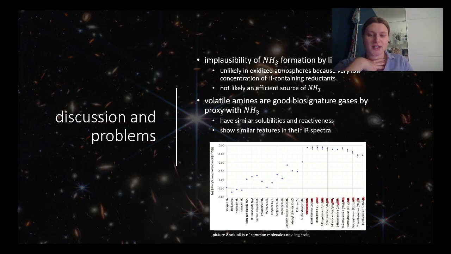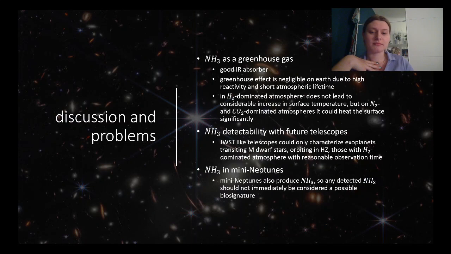Another important thing that I'd also like to talk about is the volatile amines, and that they're a very good biosignature gas because they are very similar to NH3. They have similar solubilities and reactiveness, and they show similar features in their infrared spectra. You can see in picture 8, I already highlighted the amines and the ammonia for you. That's also, again, with Henry's law constant for the solubility in water, where ammonia and the volatile amines have a higher solubility, and they are similar to ammonia.